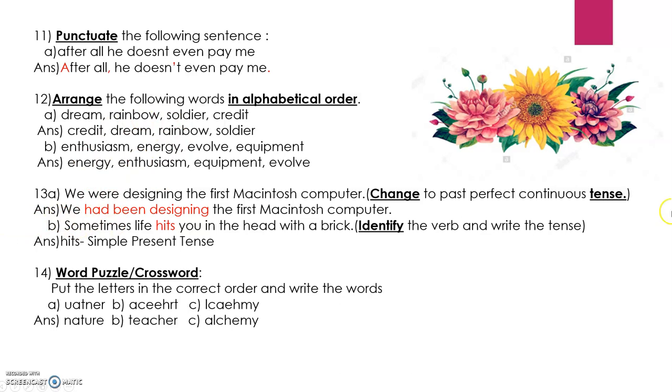Then we have, now this is changed to past perfect continuous tense. The sentence is given and you have to change it to what? Past perfect continuous. You already did a video on tense, children. Get back to your tense chapter. It's very, very important to know your tense very well. Okay. So we were designing the first Macintosh computer. So here we have to change it into past perfect continuous. Now perfect continuous means the action is over. It's completed, but it is still going on. Okay, ing will come. So we had been designing the first Macintosh computer.